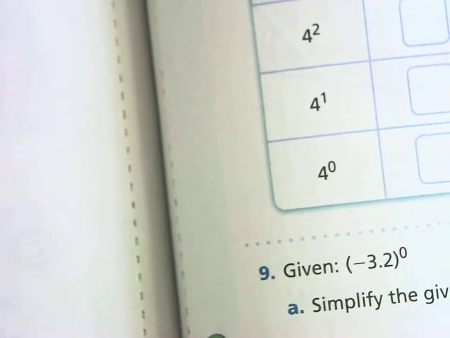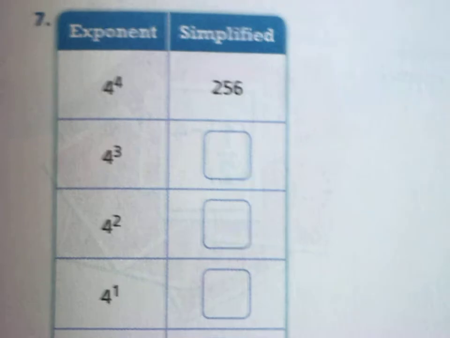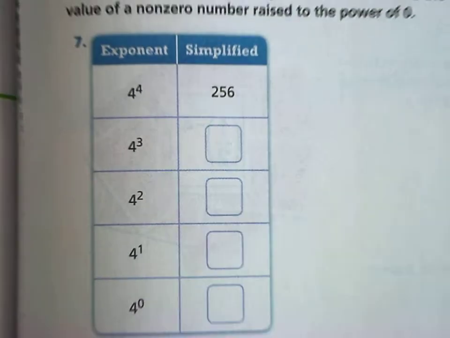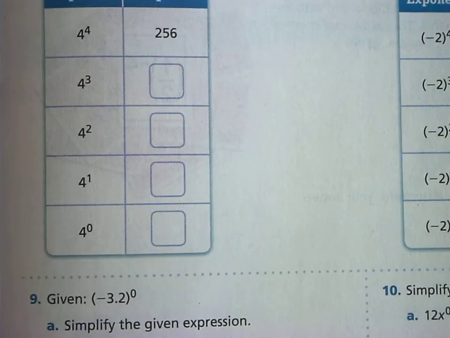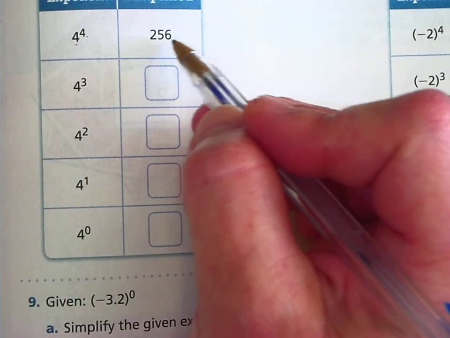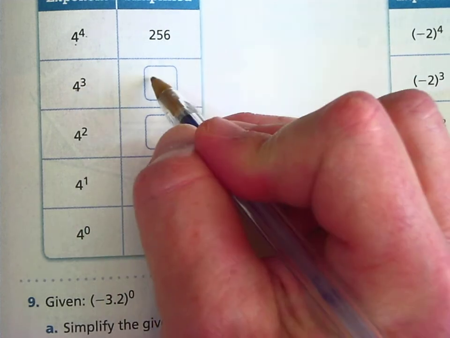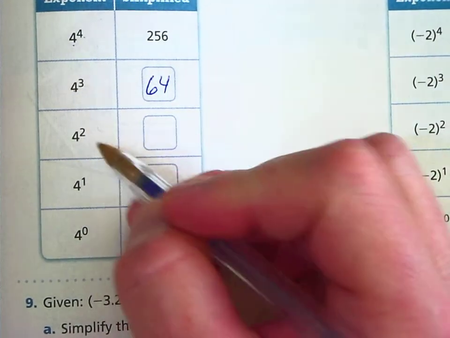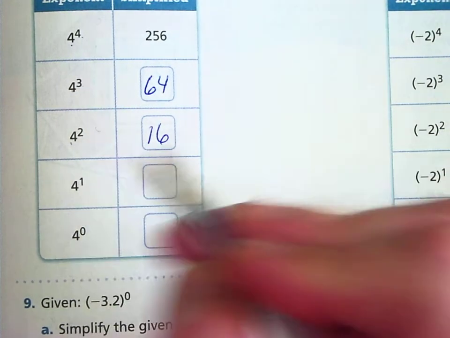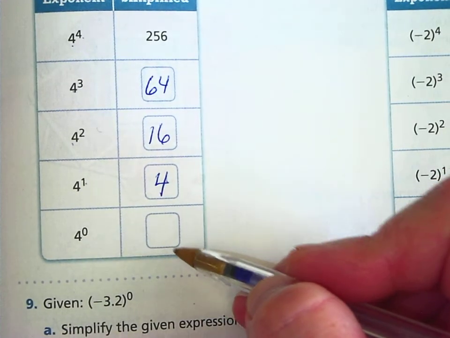Now this is why that works. Take a look at number 7 on page 49. Let's solve these powers, and then we'll see what we have. 4 to the 4th power, 4 times 4 times 4 times 4 is 256. 4 to the 3rd, 4 times 4 times 4 is 64. 4 squared, 4 times 4 is 16. 4 to the 1 power is just 4. And 4 to the 0 power we'll get to in just a minute.